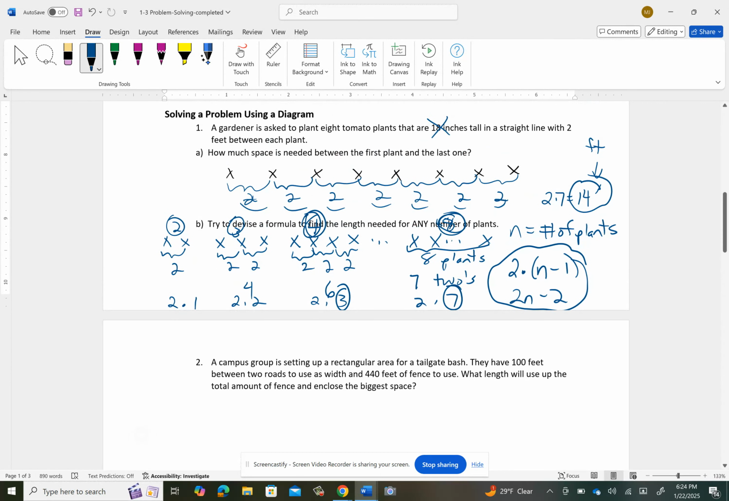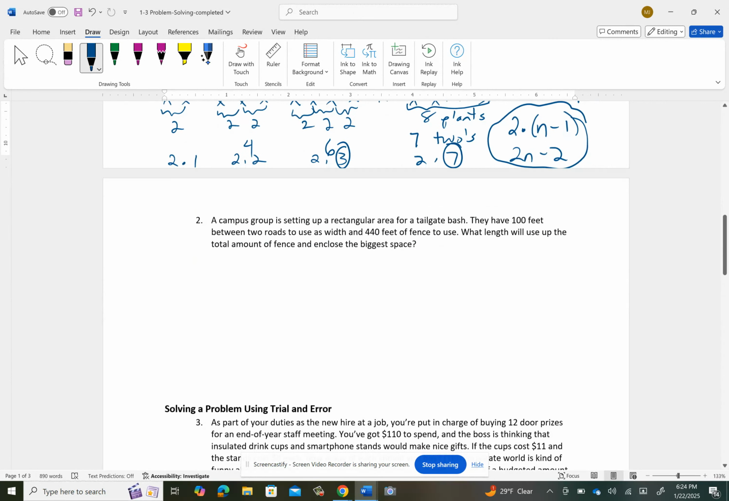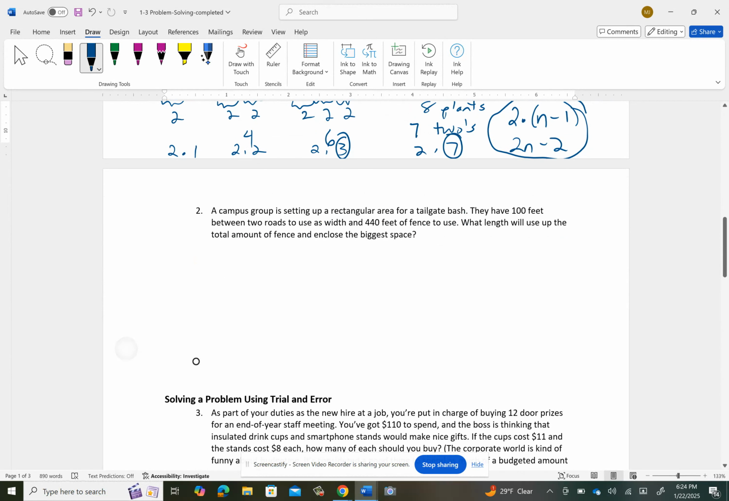All right, let's try another problem. So here we have a campus group setting up a rectangular area for a tailgate bash. So I'm just thinking about a rectangular area for a tailgate bash. They have 100 feet between 2 roads to use as the width and 440 feet of fence to use.